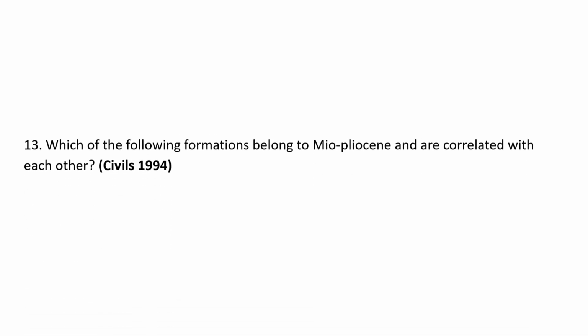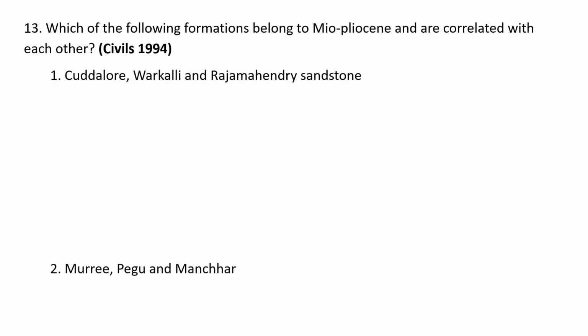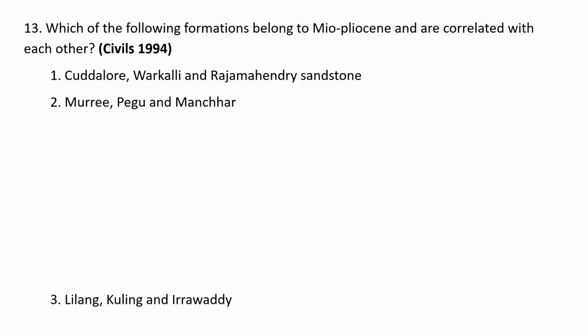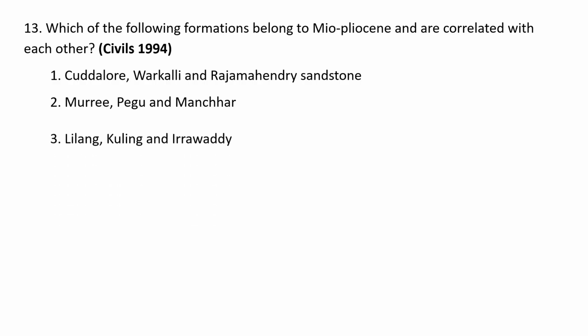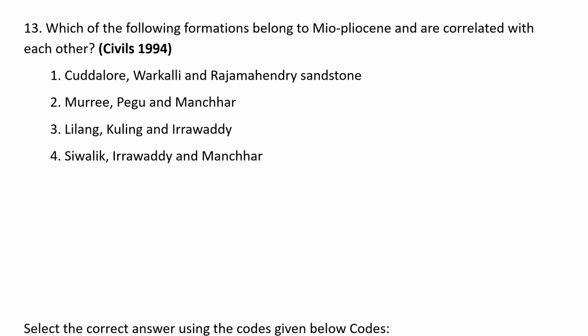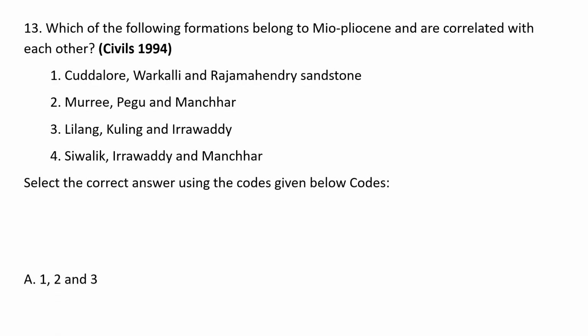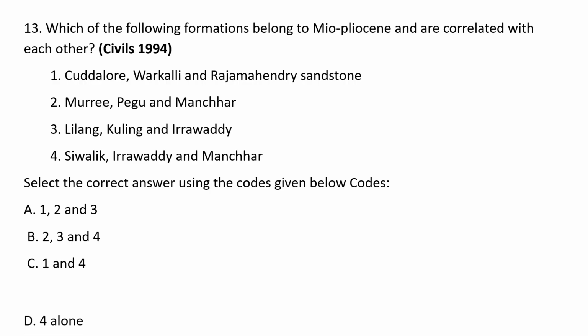Next question. Which of the following formations belong to Miocene and are correlated with each other? 1. Cuddalore, Varkala and Rajmahendri sandstone. 2. Murree, Pegu and Manchar. 3. Lailang, Kuling and Irrawaddy. 4. Siwalik, Irrawaddy and Manchar. Select the correct answer using the codes given below. A. 1, 2 and 3. B. 2, 3 and 4. C. 1 and 4. D. 4 alone.